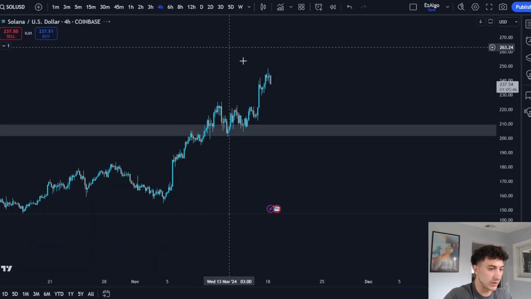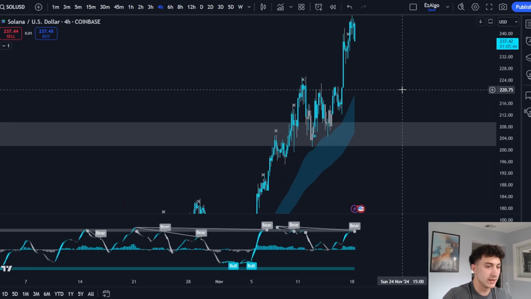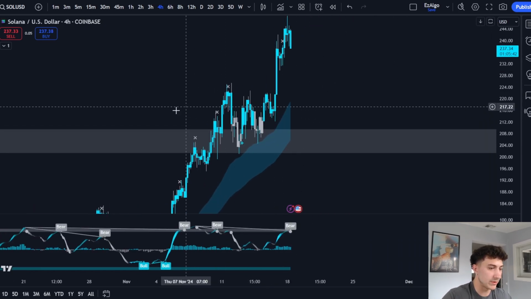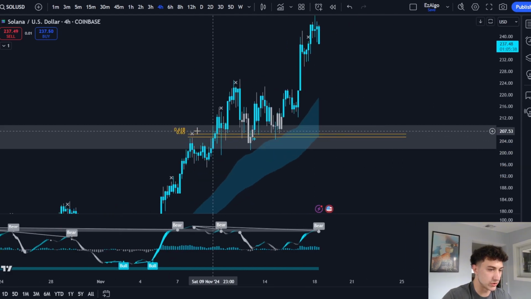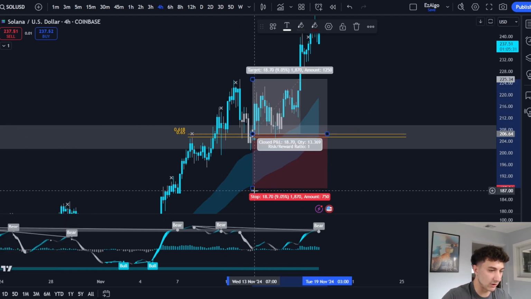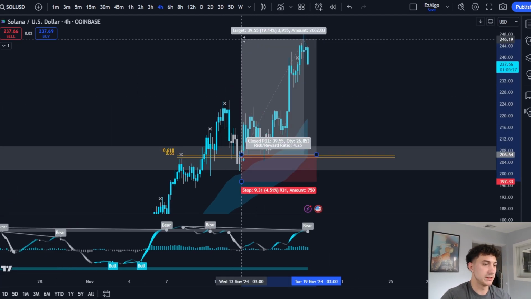Now, again, if we want to go to a lower time frame to pinpoint that entry, on Solana on the 4-hour time frame, this would have been a really good retest entry here. Because we had broken above this key level, we came back down to retest this zone, perfectly retested our golden pocket fib, and price is now continuing to the upside.